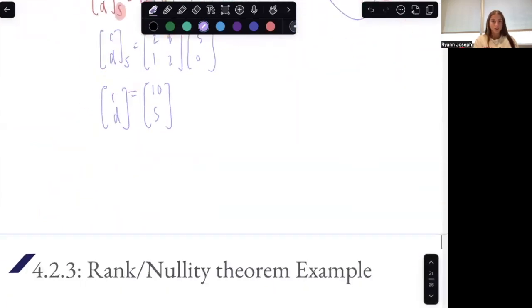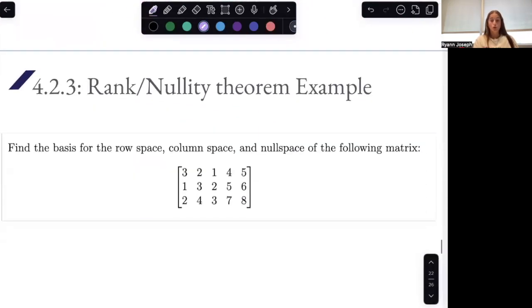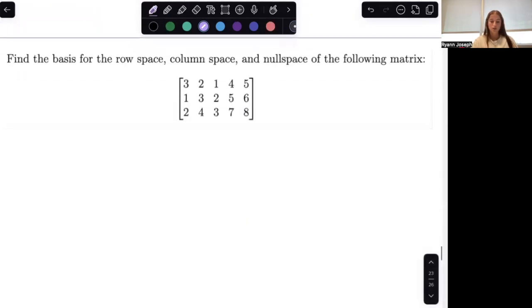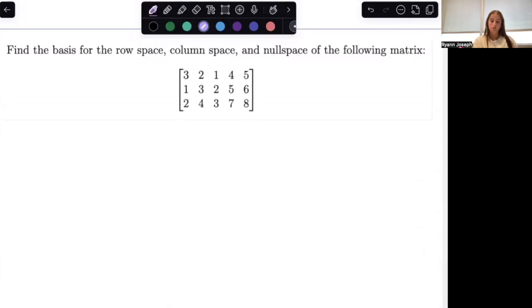Cool. Let's do a quick rank nullity theorem example. So the rank nullity theorem, like we discussed, is just asking us to understand how they're all related. So find the basis for the row space, column space, and null space of the matrix.